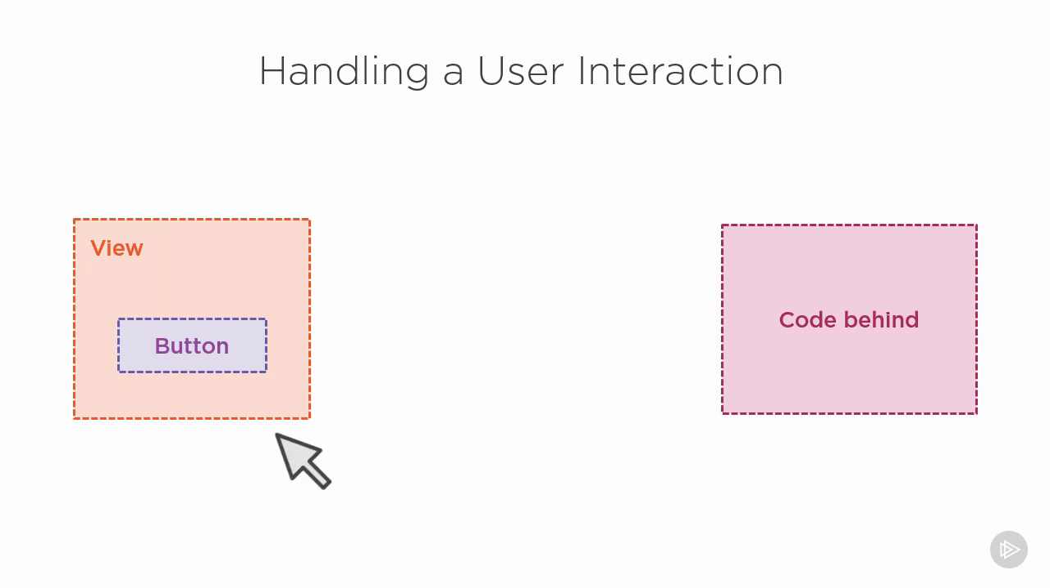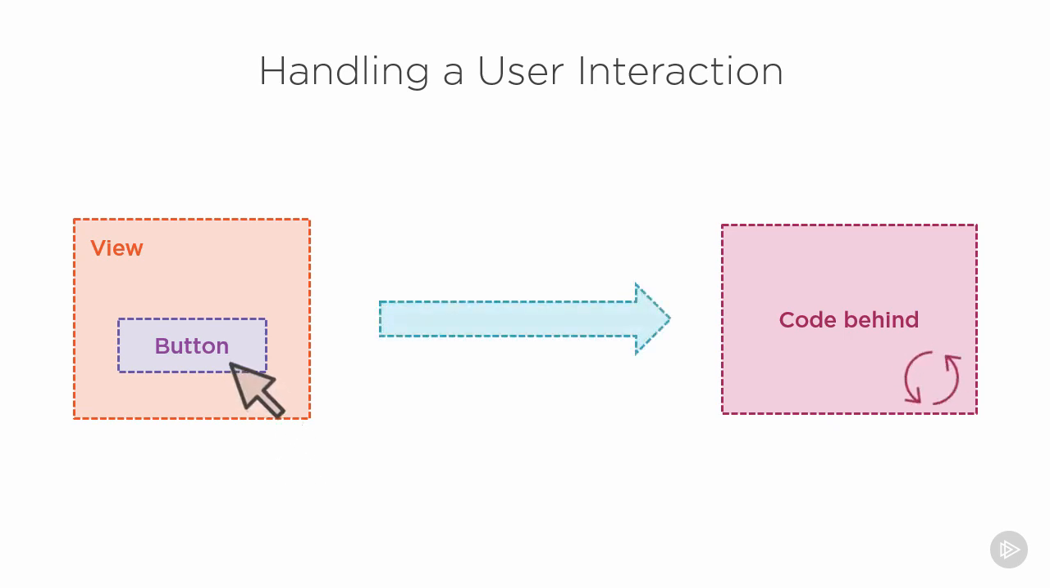Typically, when we have a view with a control such as a button, when the user taps that button, code will execute in the code behind through an event handler. But remember what we said earlier, we don't want code in the code behind anymore. Most, if not all code, will have moved to the view model.